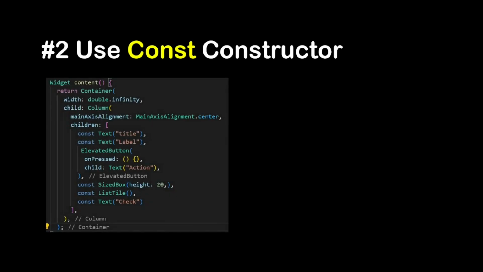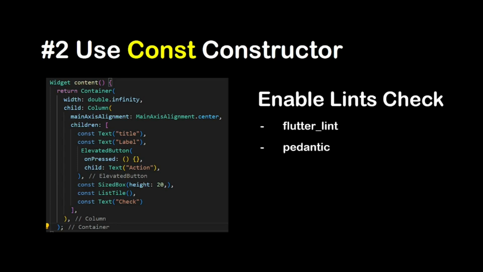Since they allow Flutter to short-circuit most of the rebuild work, whenever a Flutter widget rebuilds, Flutter will ignore constant widgets, and this will highly improve build time as the widget tree size grows. You can be automatically reminded to use the const keyword when possible by enabling the recommended lints from packages like Flutter Lint or Pedantic. Now I will show you step by step how to enable lint checks in Flutter using the Pedantic package.